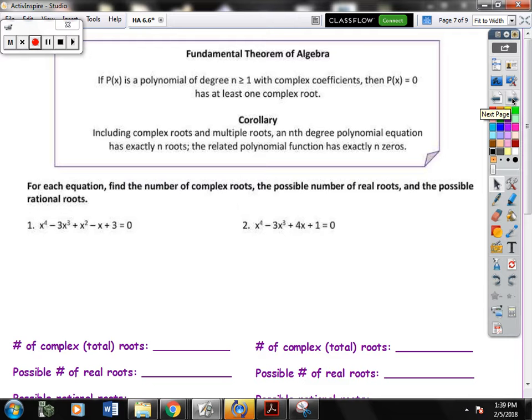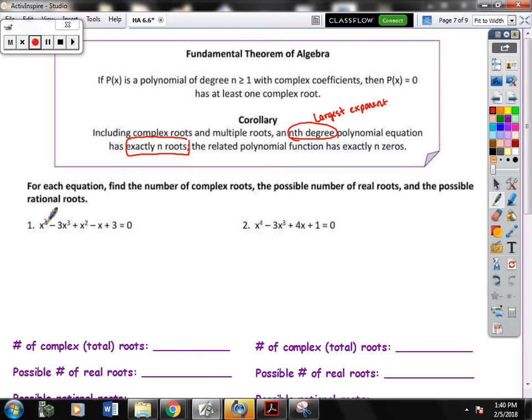Okay. So the fundamental theorem of algebra just tells you that you have at least one complex root, but that's not the one that we really use. We look at the corollary a little bit more that says if you have an nth degree polynomial, that's the largest exponent, then it has exactly n roots. So the largest exponent is the number of roots you will have.